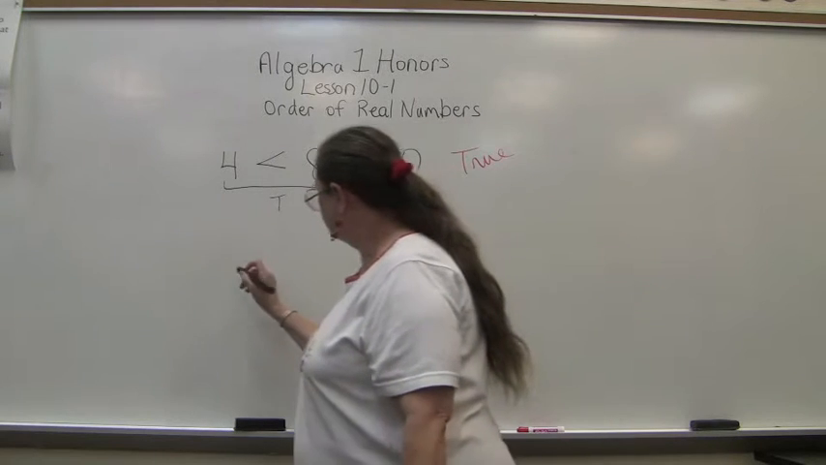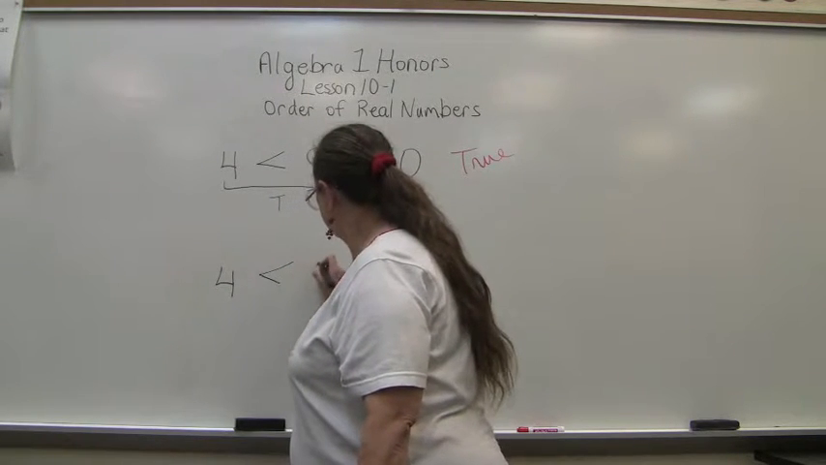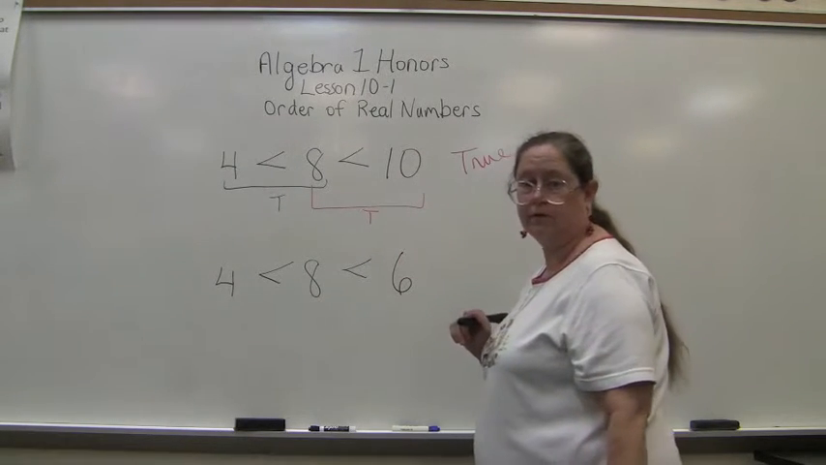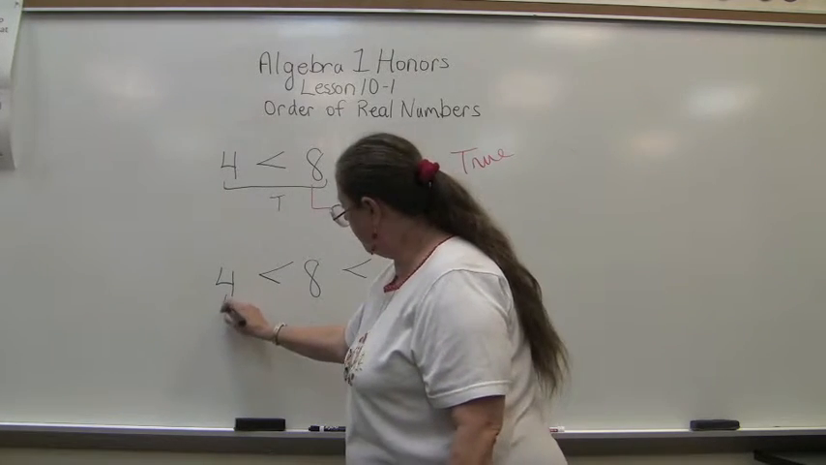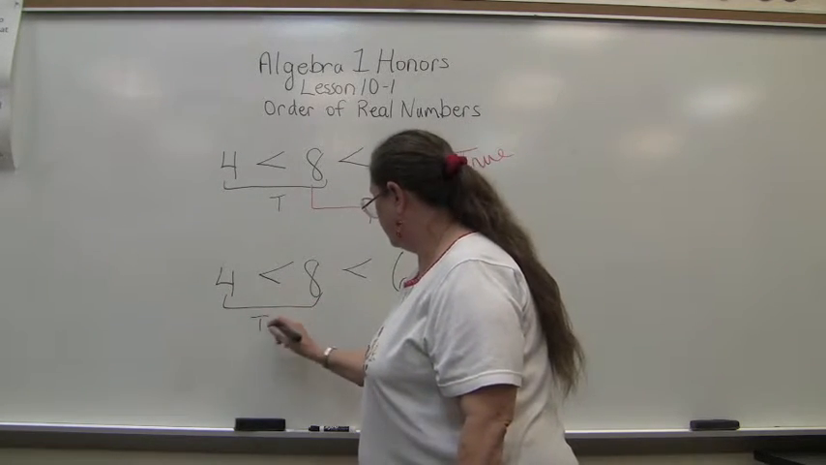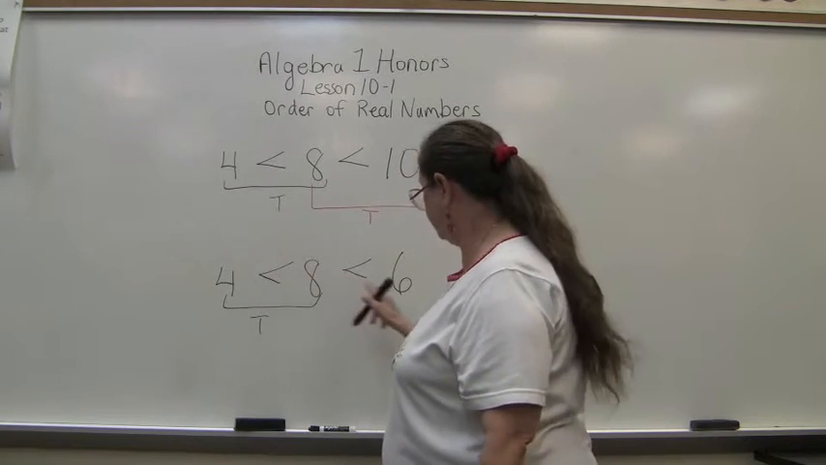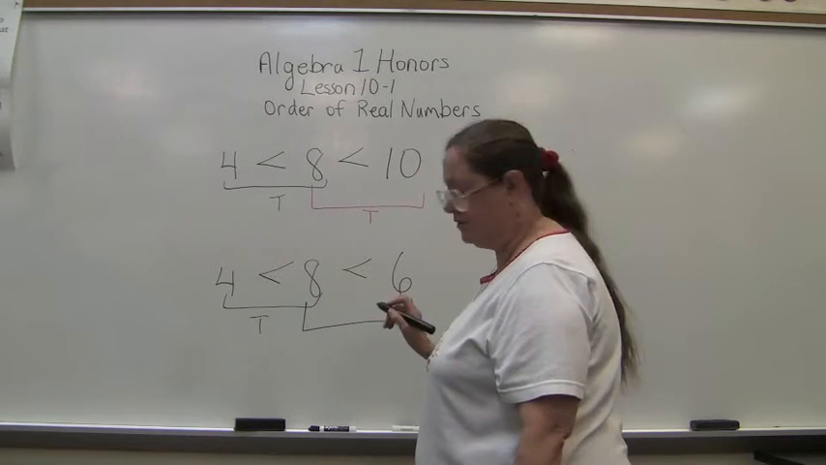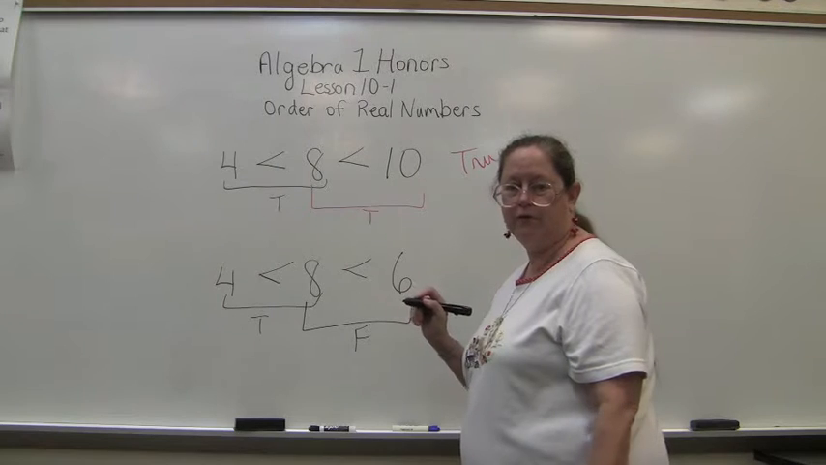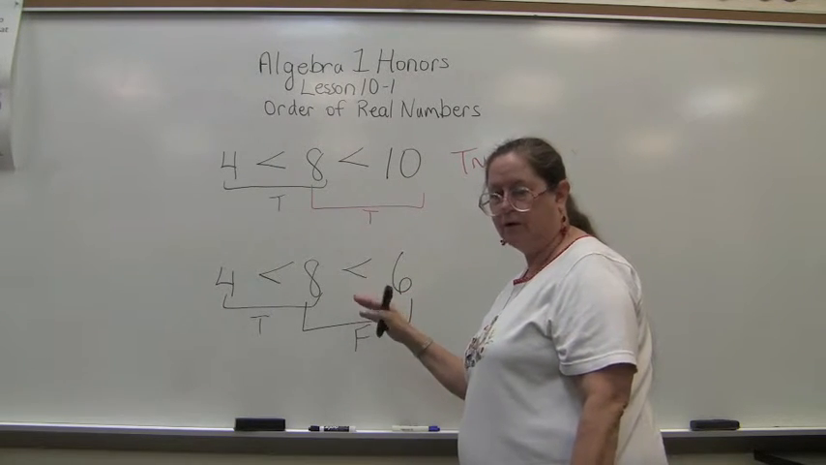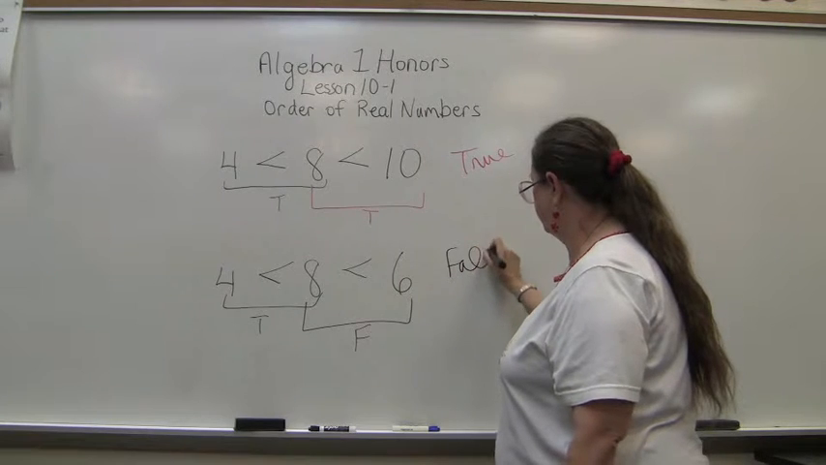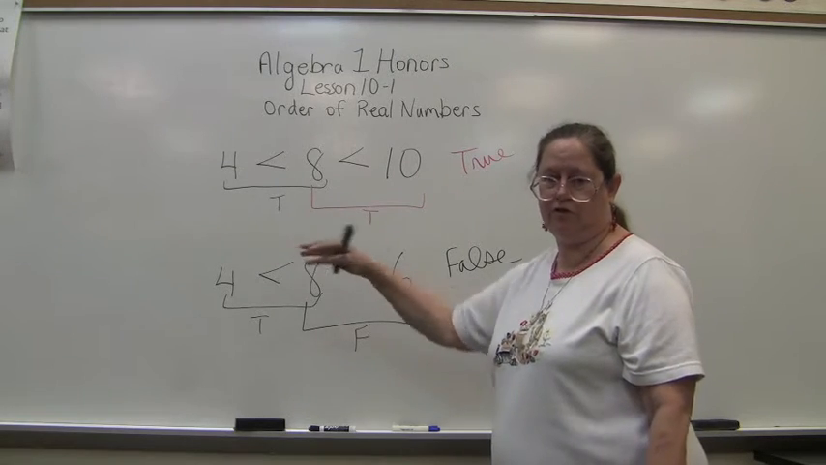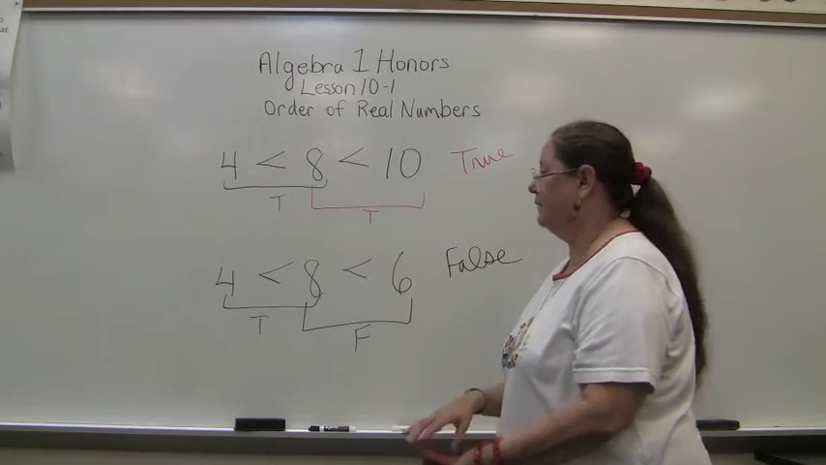Now let's look at one. What if I had 4 is less than 8 is less than 6? Well, I look at this part. 4 is less than 8. That's true. And indeed, if I compare the outside, 4 is less than 6. But 8 is not less than 6. So the second part is false. Because one part is false, that makes this whole statement false. So, just notation you may not have seen before where they nest things together like that. Just take it apart.